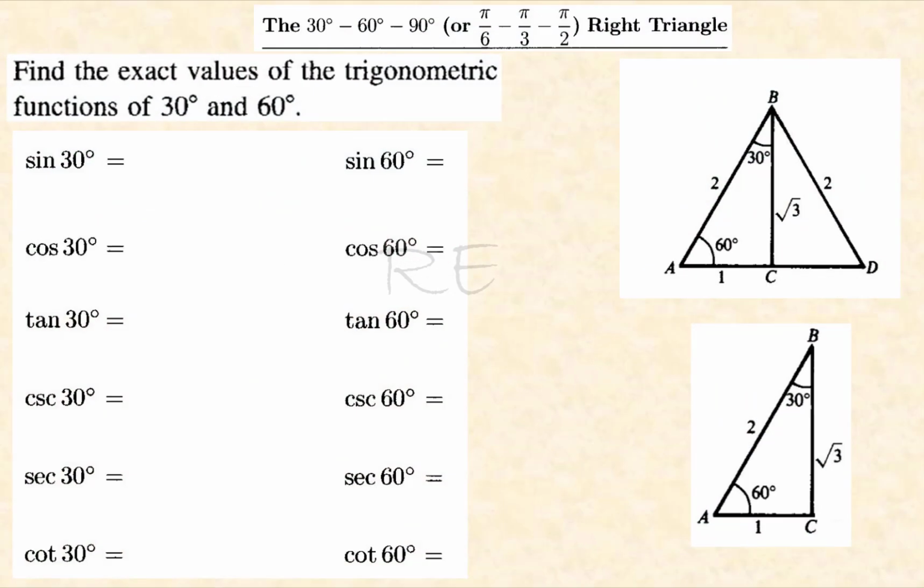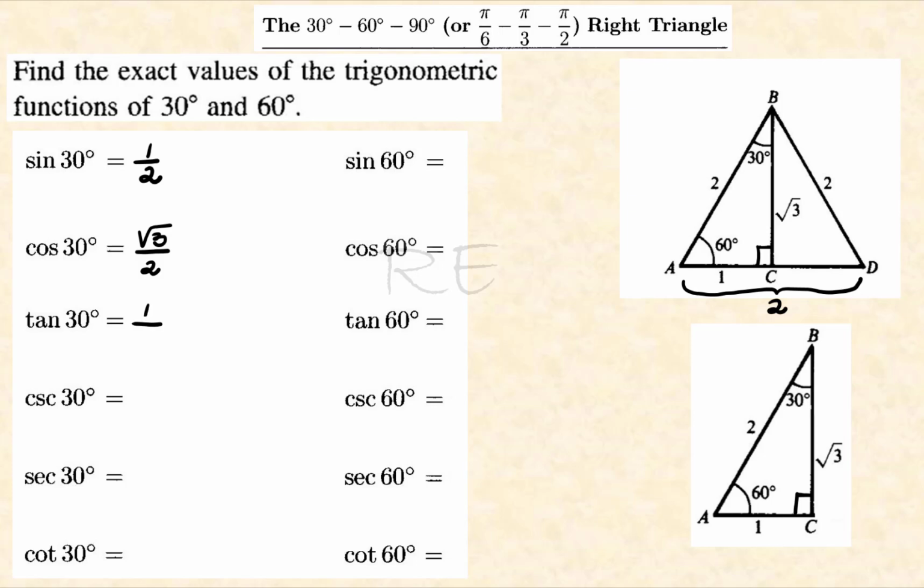The next special right triangle is the 30, 60, 90. So when we drop a perpendicular bisector to the equilateral triangle 2, 2, and 2, we get 1, square root of 3, and the hypotenuse is 2. Sine 30 is 1/2. Cosine 30 is square root of 3 over 2.